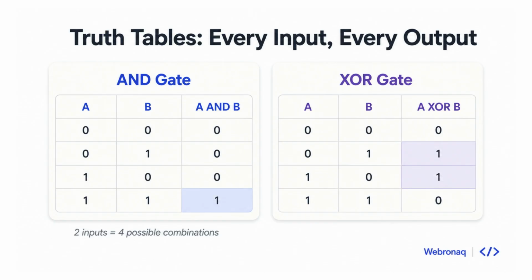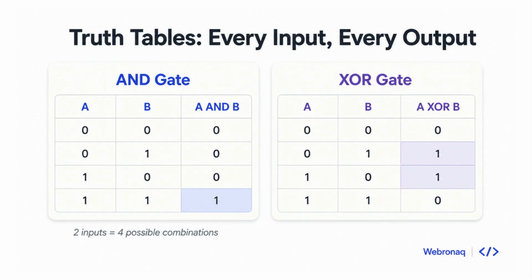Now look at XOR. The output is 1 only when the inputs are different. When A and B are both 0 or both 1, the output drops to 0. That difference between AND and XOR will matter enormously when we get to binary addition. Truth tables let us verify gate behavior completely without building anything. Coming up next, we will connect all 3 concepts into one clear picture.